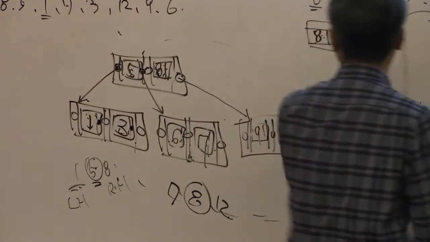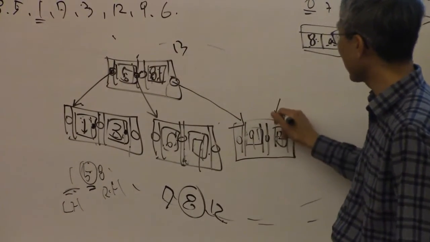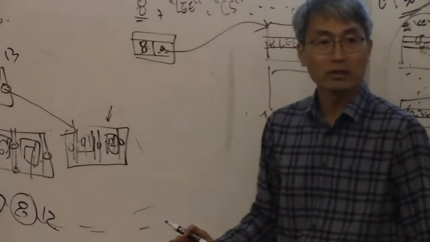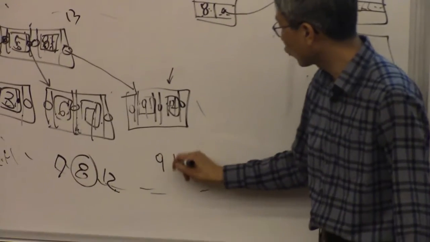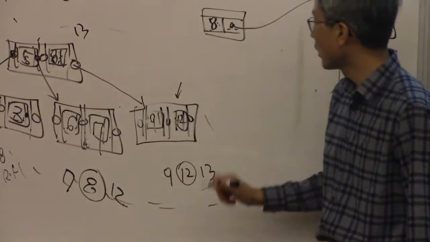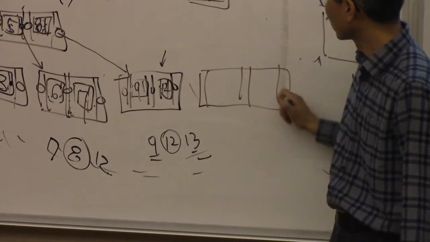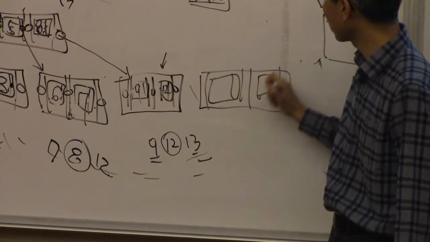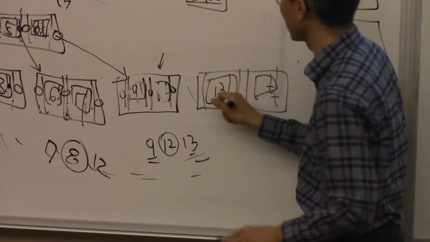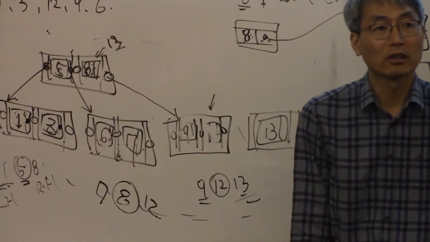Let's insert the 13. So 13 is supposed to be here, right? Bigger than 8. There's no space. So it's full: 9, 12, 13. In case of full, find the middle value and the left hand side and right hand side. We need to allocate the index block, and 12 will be promoted, with 9 on the left and 13 on the right. Then promote 12. There's no space.